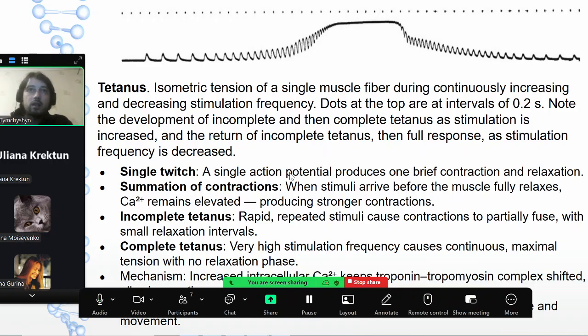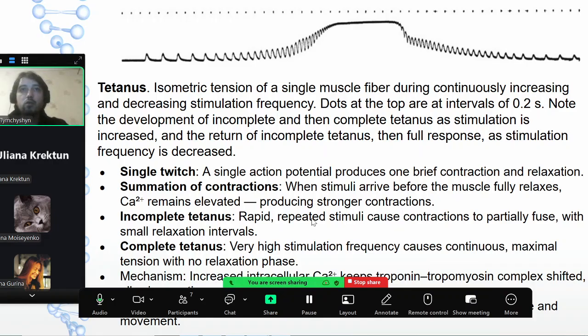But when these action potentials are fired one after another, they may cause so-called summation of contractions. Stimuli arrive before the muscle fully relaxes, calcium remains elevated, and that produces stronger contractions. So here you see that they are coming more and more frequently, and here you have this sort of summation.